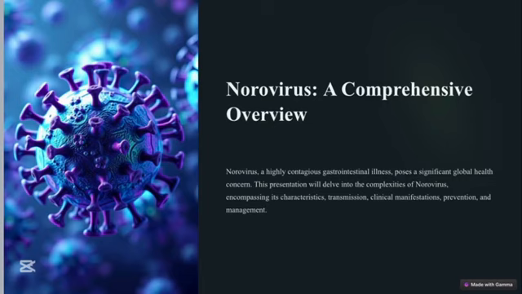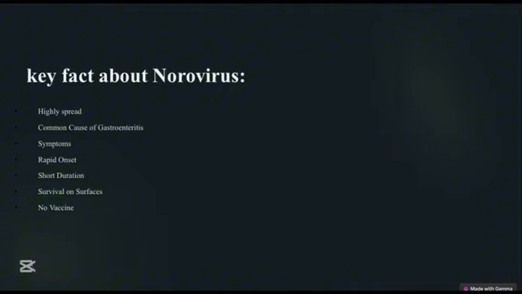Its nickname is the winter vomiting bug due to its frequent occurrence in colder months. Notable traits: resistant to many disinfectants, survives on surfaces for long periods. Key facts about norovirus. Highly contagious, norovirus spreads easily through contact with infected people, surfaces, or contaminated food and water.